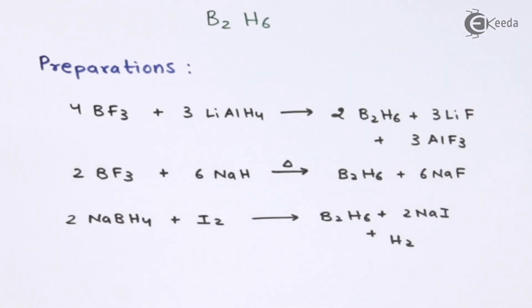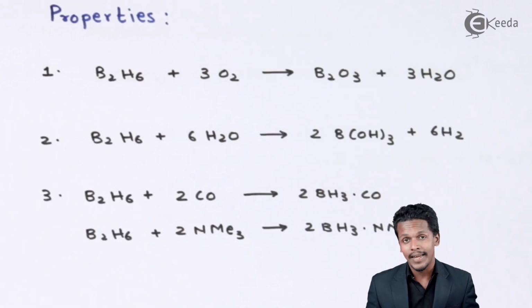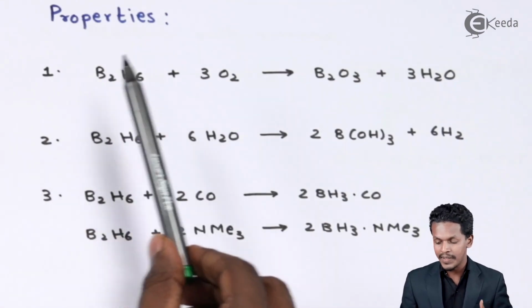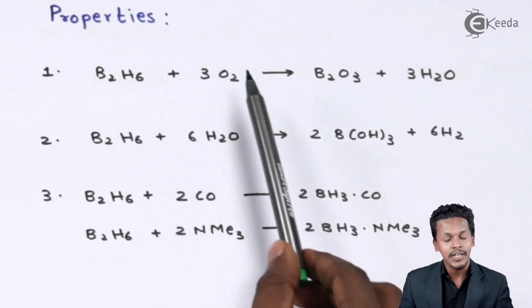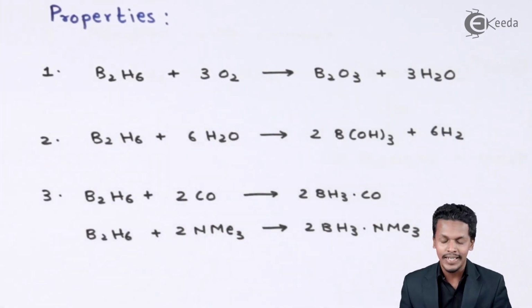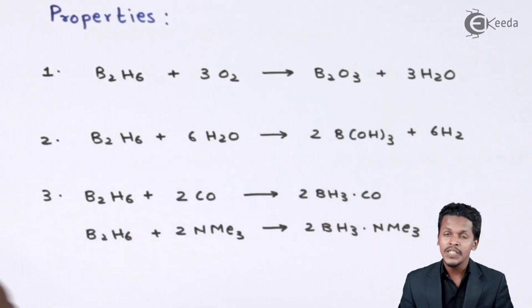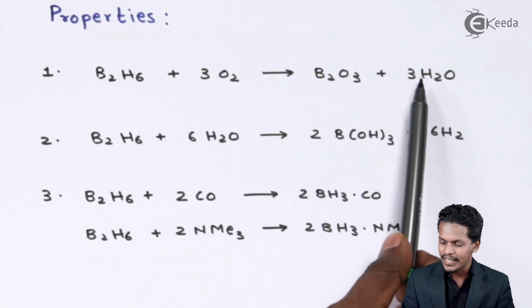Now let us move on to the properties that could be exhibited by diborane. The first chemical reaction I am going to talk about is where diborane is treated with oxygen. In this case, the diborane is treated with oxygen, basically known as a combustion reaction, and the product that we could obtain is B2O3. This B2O3 is basically known as boric oxide, and along with that there will be release of 3 moles of H2.